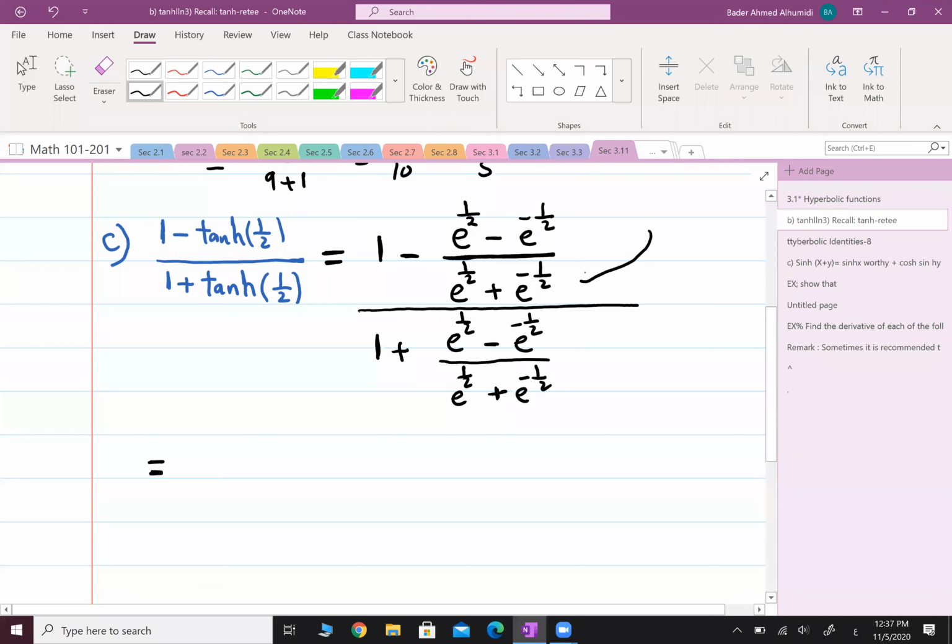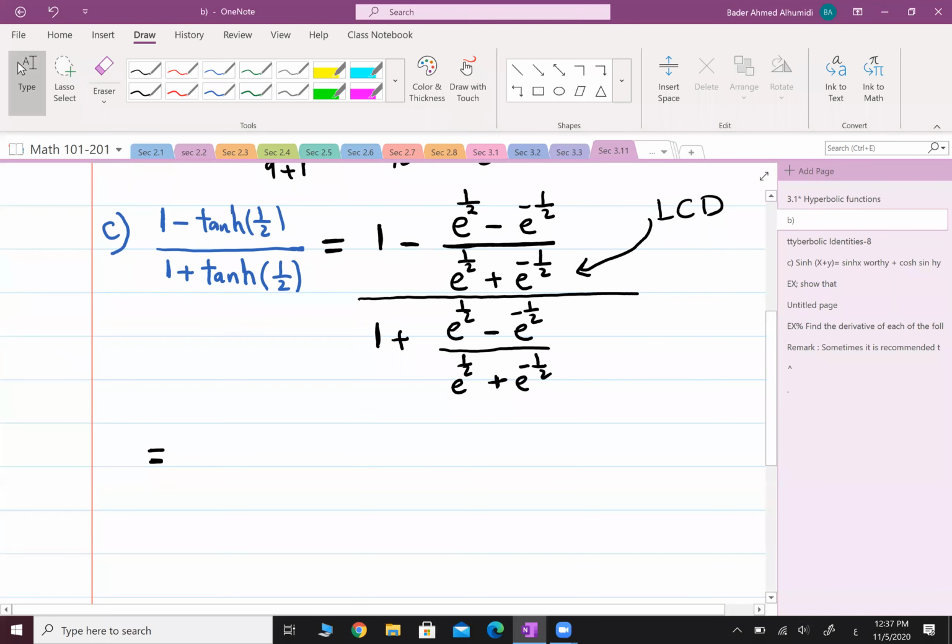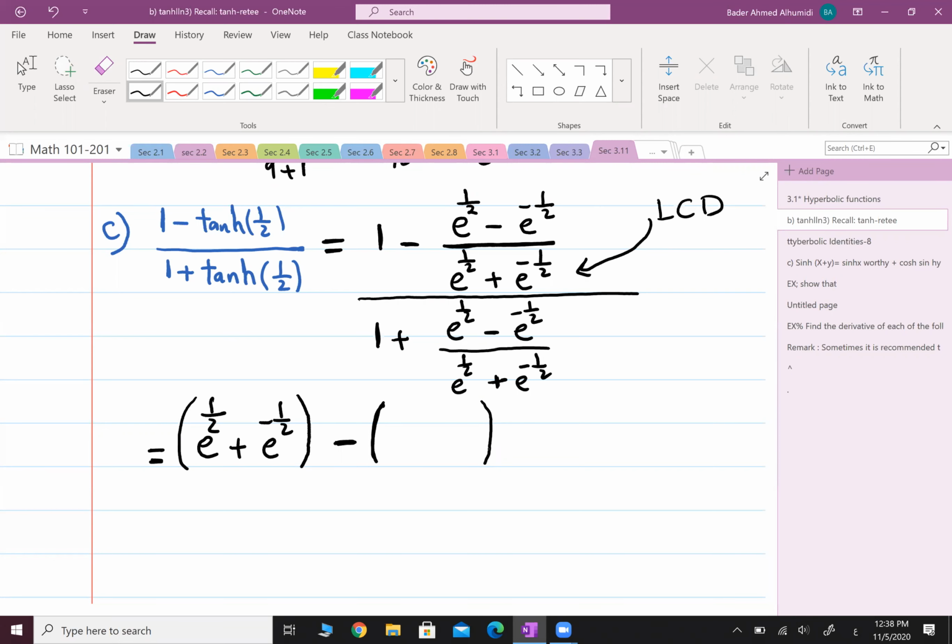Which in this case is this quantity here, the LCD. This quantity, I will multiply by this up and down, in the numerator as well as in the denominator. Now when we multiply the 1 by this quantity, what does it give me? It gives me E to the power 1 half plus E to the power minus 1 half. I multiplied the 1 by this quantity. It is always better, when there is a minus sign, to put a parenthesis like this. Okay? If I multiply now the second quantity by E to the power 1 half plus E to the power minus 1 half, it will disappear from the denominator.